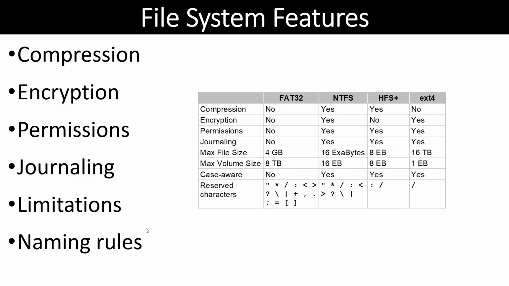File systems have features, and in this table you can see how they relate to one another. We'll typically look at compression, encryption, permissions, journaling, limitations, and importantly, naming rules. As you can see at the bottom, each of the different file systems has reserved characters that can't be used when naming a file or folder.